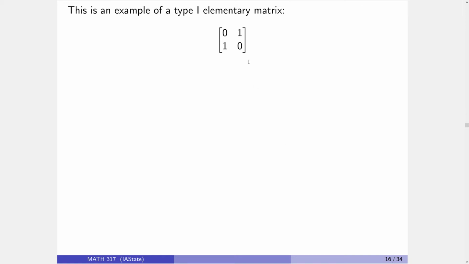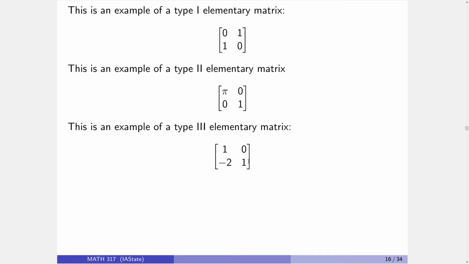For example, here is a type 1 elementary matrix. Row 1 and row 2 have been swapped. Here is a type 2. Row 1 has been scaled by pi. Because why not? Here is a type 3. Row 2 has had row 1 scaled by -2 added to it. And this right here is not elementary. This is 2 row swaps.